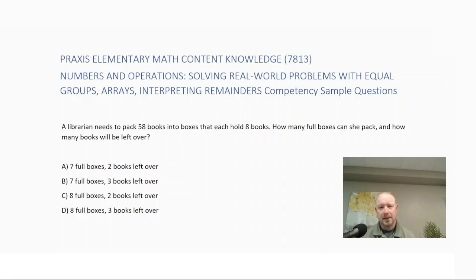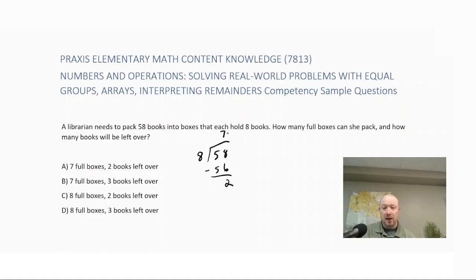All right, so this is a concept of division with quotient and remainder. So what we're going to do is take the 58 books, and we're going to divide it by 8. Okay, so 8 goes into 58 7 times. 8 times 7 is 56, and then our remainder would be 2.